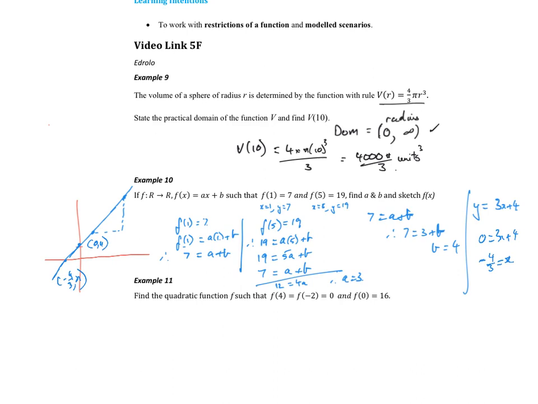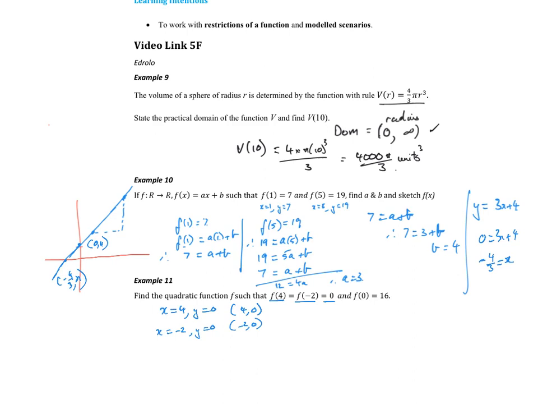What's example 11 telling us? Okay, so it says a quadratic function f such that f(4) equals f(-2) equals 0. So what does that statement mean? That means that at x equal to 4, y is equal to 0, which means you have the point (4, 0). At x equals negative 2, y is also equal to 0. So in actual fact, those 2 points are x-intercepts.